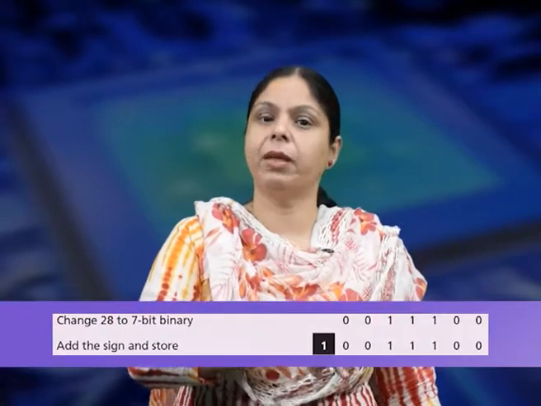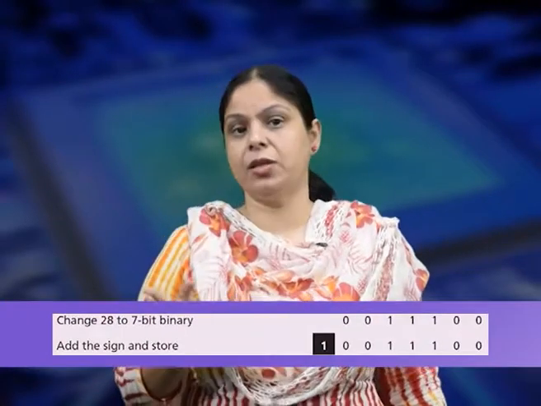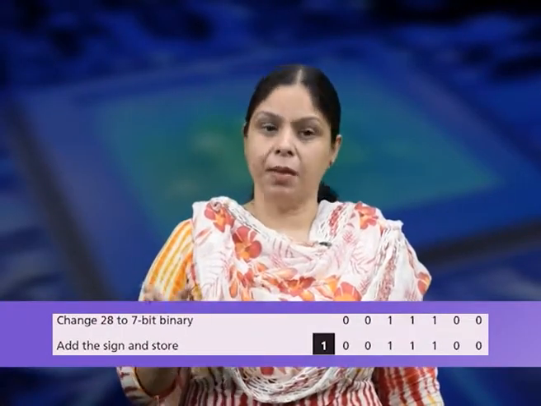As another example, suppose we want to store a positive number, that is plus 28, through sign and magnitude representation in an 8-bit memory location. Therefore, the number is first converted into a 7-bit binary number, and 0 is set at the leftmost bit of the resulting 7-bit number. Finally, the number is stored as an 8-bit number.